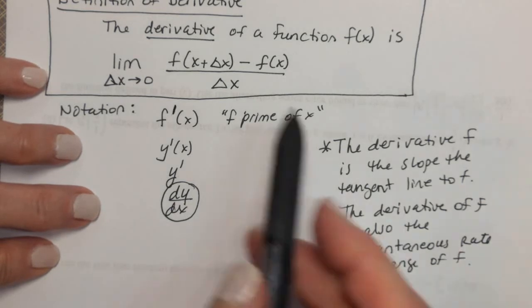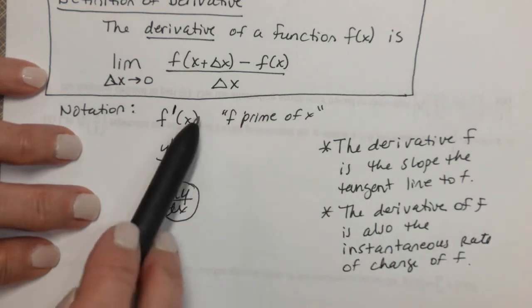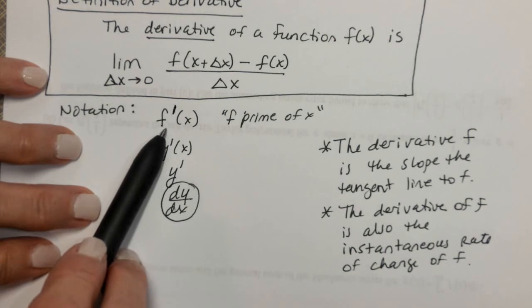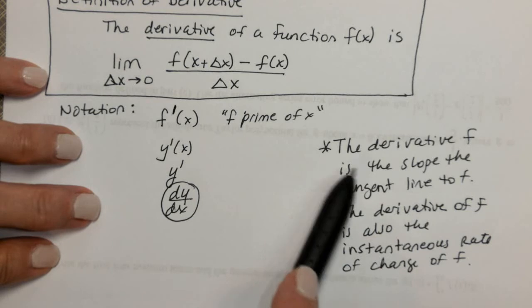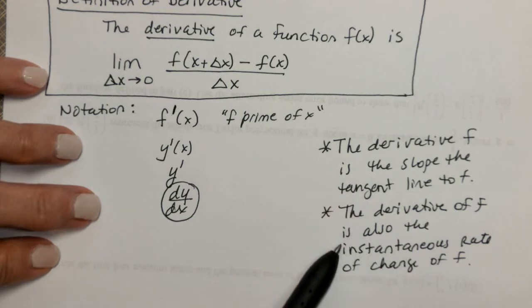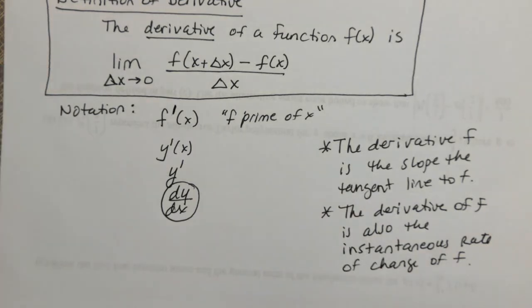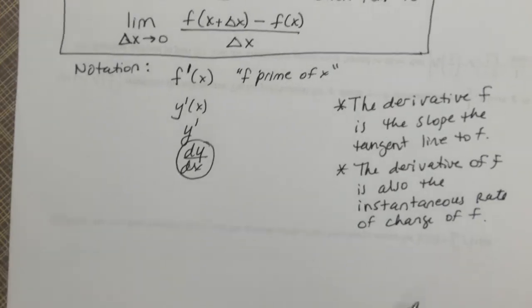Sometimes they'll just say, find the derivative. Sometimes they'll say, find f prime. Sometimes they'll say, find the slope of the tangent line to f. Find the instantaneous rate of change of f. There are different ways that you can be asked these questions, so know the meaning behind these. All right? Let's take a look at an example.